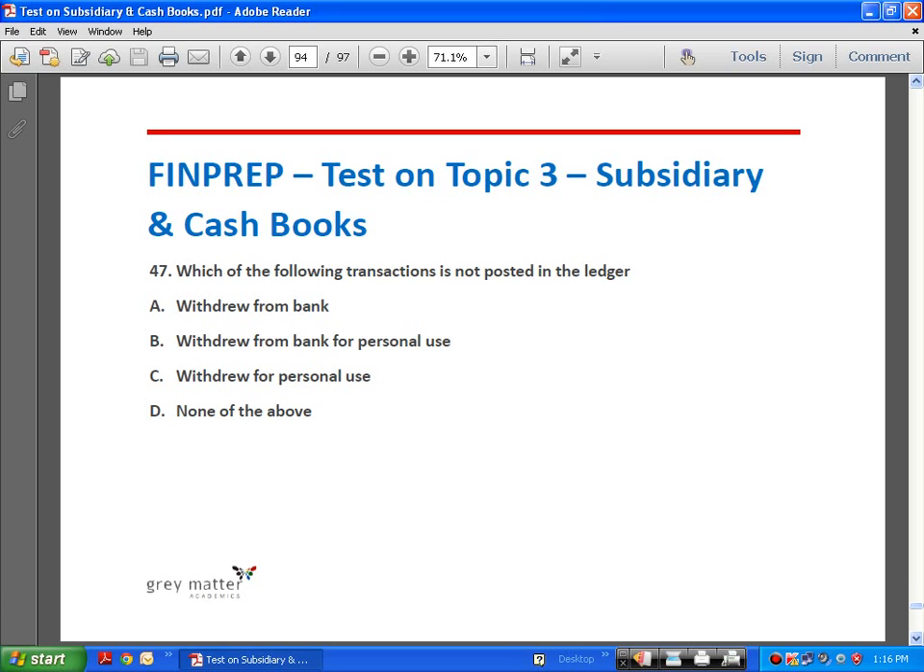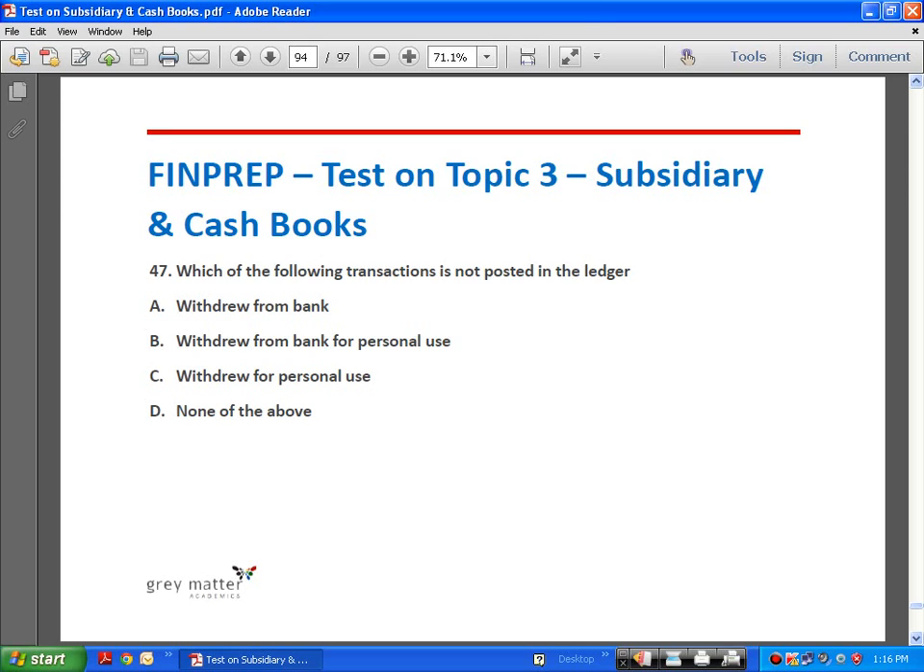Which of the following transactions is not posted in the ledger? Let's look at the various transactions. A, it says withdrawn from bank. Okay, so when we withdraw from bank, the entry is cash account debit to bank. Okay, now let's look at B. It says withdrawn from bank for personal use.